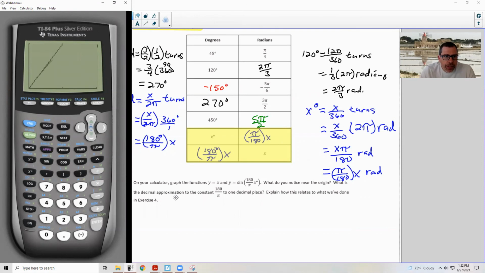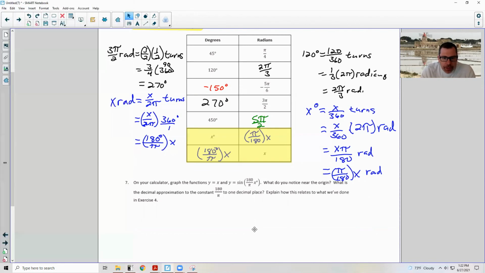Okay, so there's the line, and there is the sine of 180 over pi times x. So near the origin, the slope is the same. The slope is 1. So what is the decimal approximation of the constant 180 over pi to 1 decimal place? And then explain how this relates to what we've done in exercise 4.